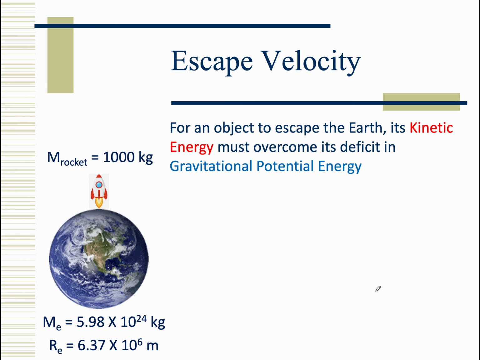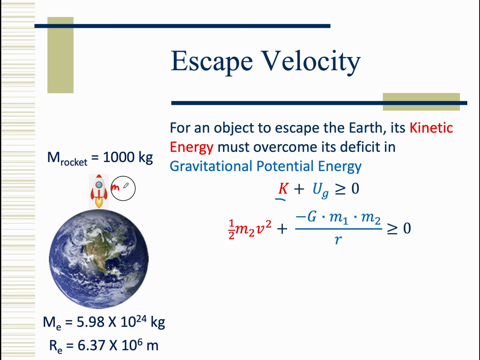So mathematically, let me show you real quick. Let's say we've got this rocket, 1,000 kilograms, trying to escape from the Earth's surface. Mass and radius of the Earth given below. What has to happen? We've got to give it enough kinetic energy so that it overcomes the deficit in gravitational potential energy. I'm going to call the satellite M2 and the mass of the Earth M1. Kinetic energy of the satellite or rocket ship is 1/2 m2 times v squared. The gravitational potential energy is negative G m1 m2 over r. Doing a little bit of algebra, just moving this term to the other side, we get this.